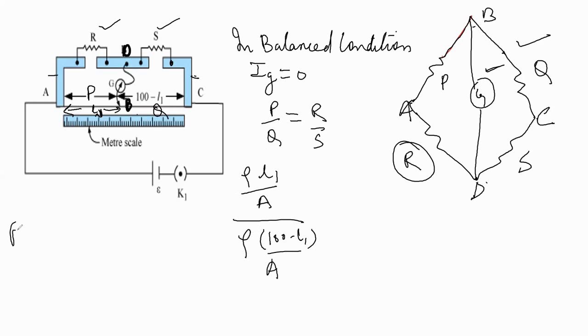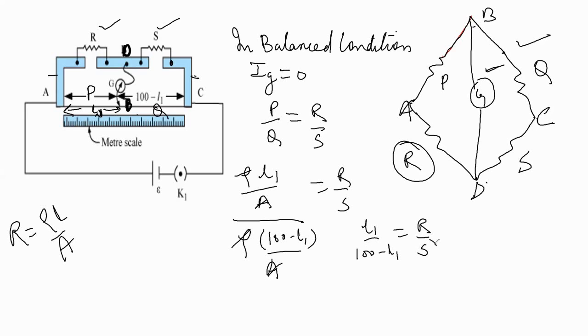I'm using here the basic formula of resistance, rho L by A, because the wire is the same connected between A and C, so its area of cross section and resistivity is the same for P as well as for Q. So this all will get cancelled, and this is equal to R by S, and S is your unknown. So it will come L1 upon (100 minus L1) is equal to R by S. S is your unknown whose value you have to find out.